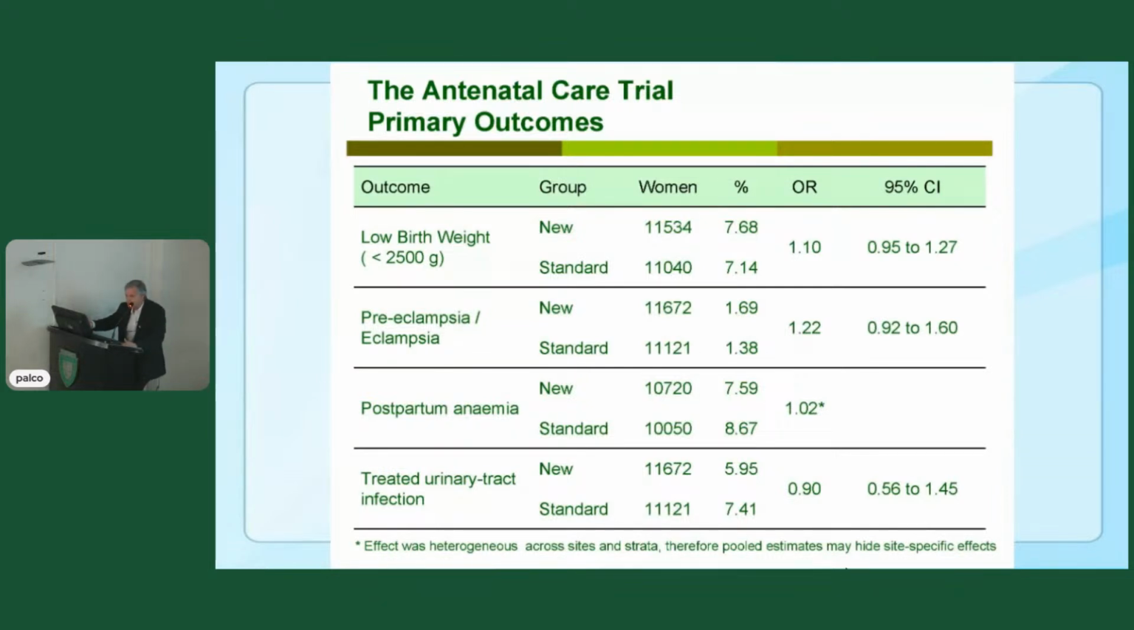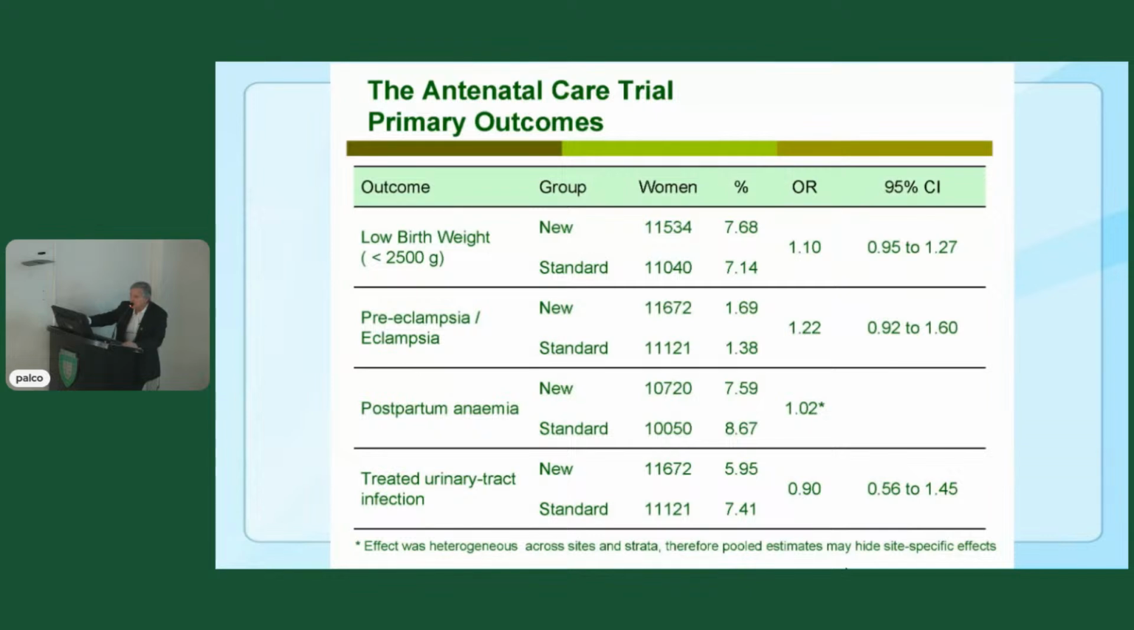Probably used logistic regression. The effect was heterogeneous across sites and strata. Therefore, a pooled estimate may hide site-specific effects. So the star here is saying the effect is pretty much about the same. But look at the confidence intervals. This one is missing 1.02, but I want to believe it also includes the null hypothesis. All of them include the null hypothesis.